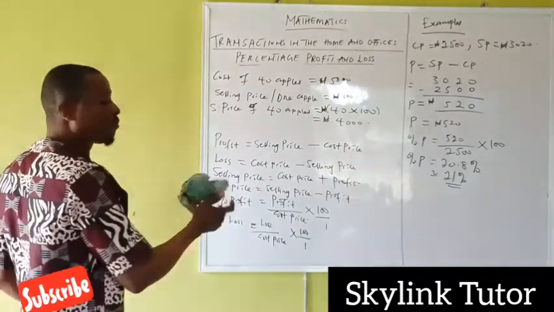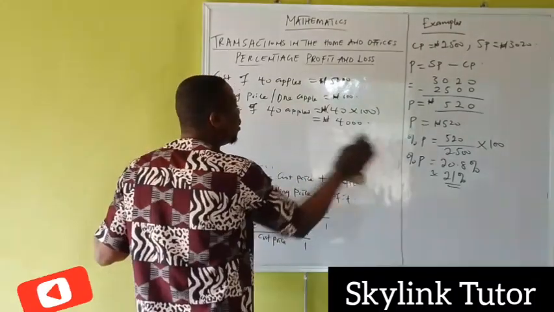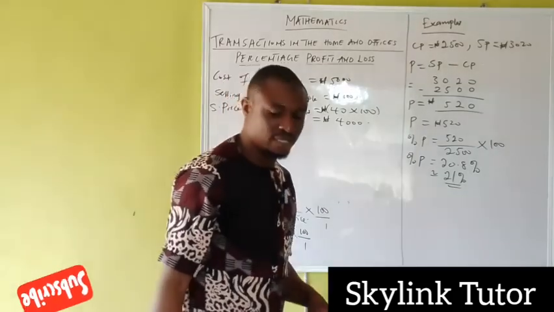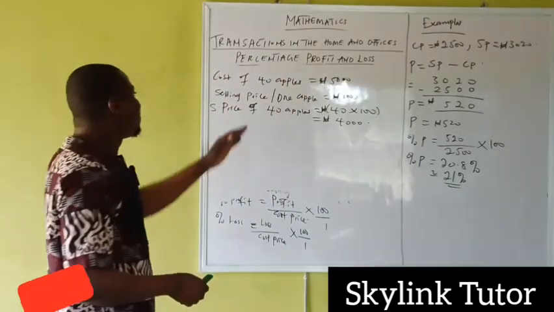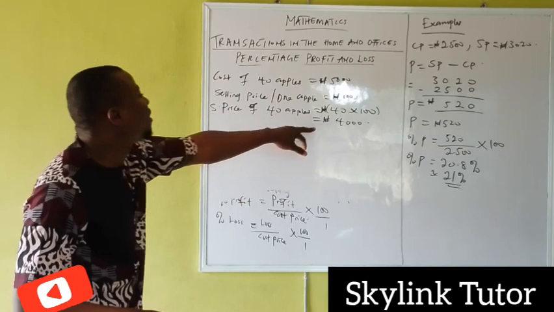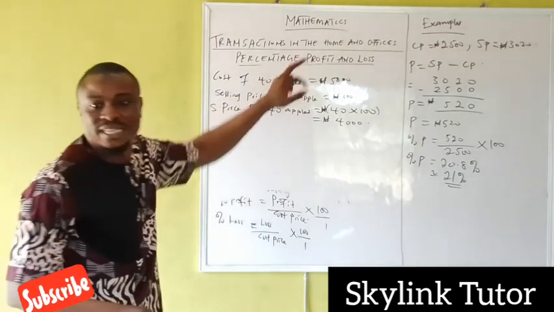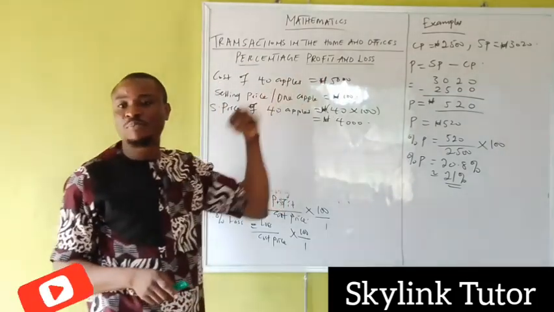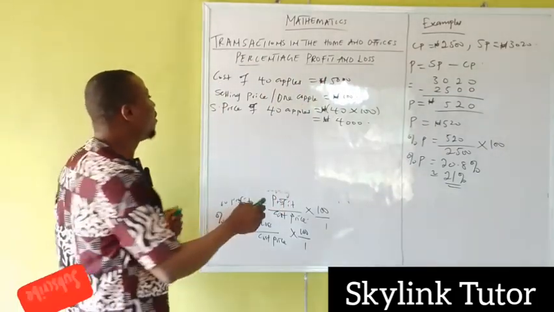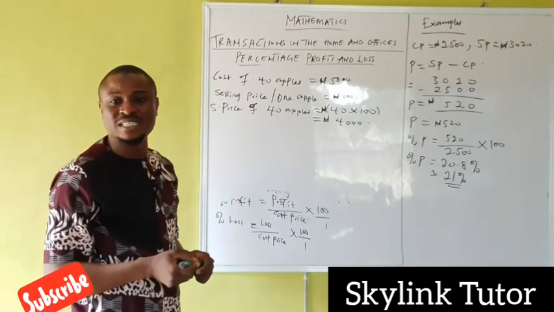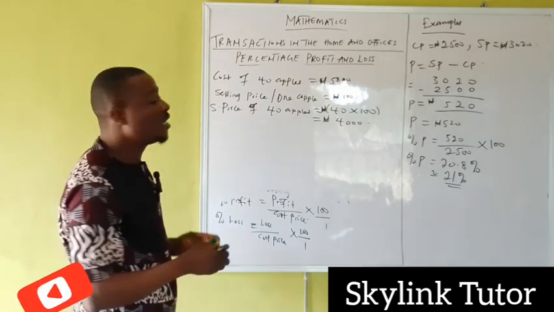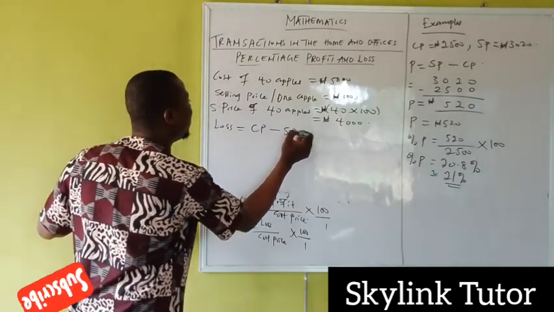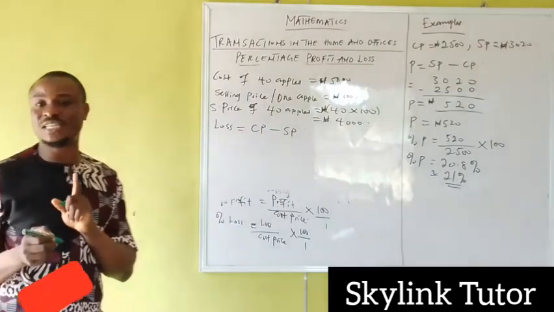At the long run, if you look at it very well, you are going to see that this person, the selling price is lower than the cost price. In that case, this person is making loss. The person is not making profit. The person is making loss. We are going to say loss is equal to cost price minus selling price. That is the very first thing that you are going to do.